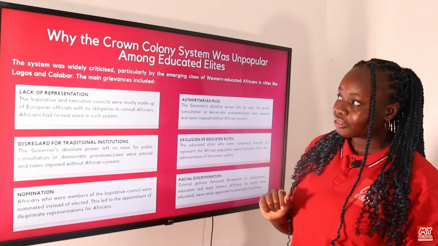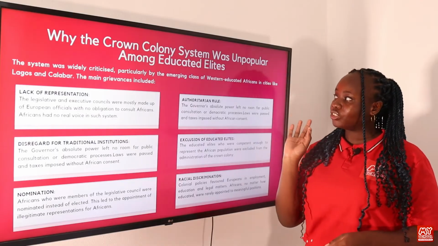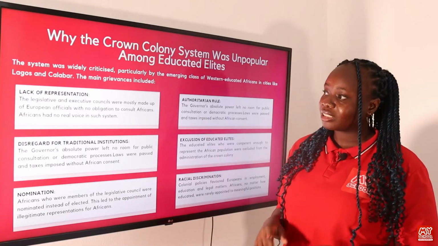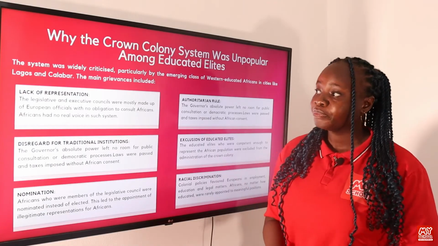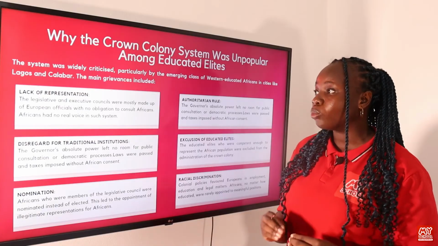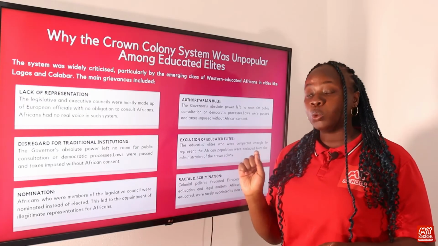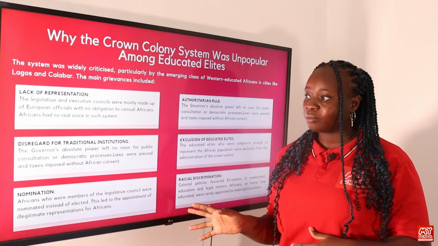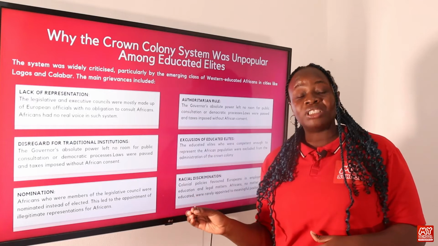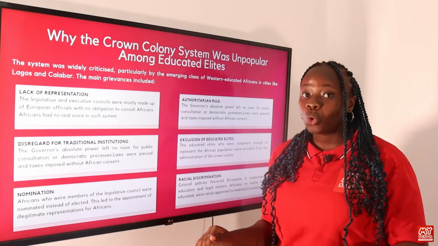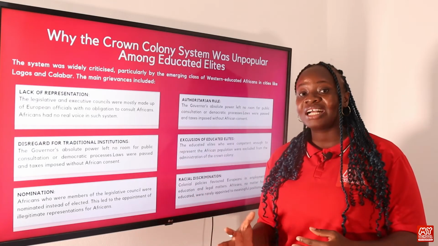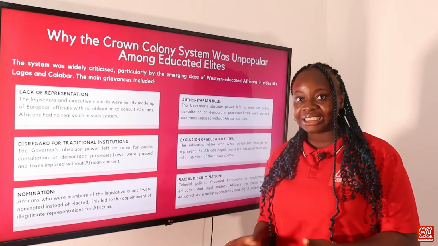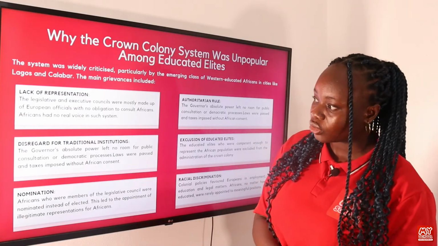This system was widely criticized, particularly by the emerging class of Western educated Africans in cities like Lagos and Calabar. These were their main grievances. One of them was the lack of representation. The legislative and executive councils were mostly made up of European officials with no obligation to consult Africans. So Africans had no real voice in such a system. We're going to discover how the legislative and the executive councils had no African representation at all. The Africans had no say in the laws that were made in society and the policies that were implemented in the various regions within the Nigerian society.